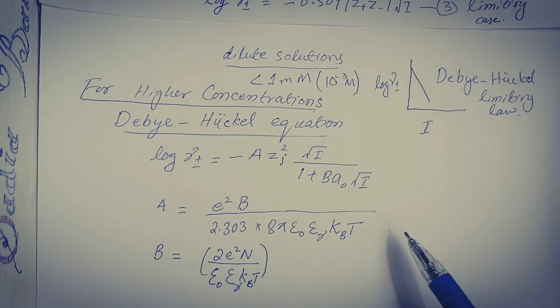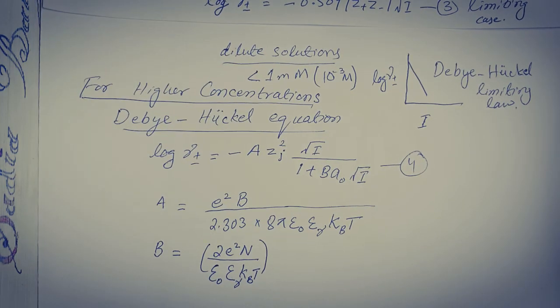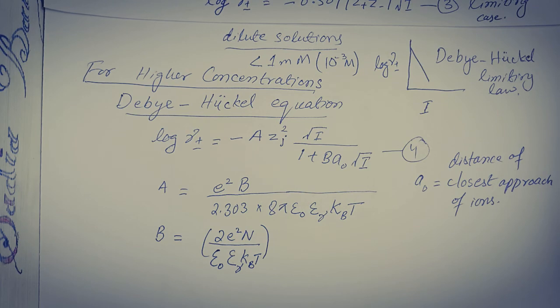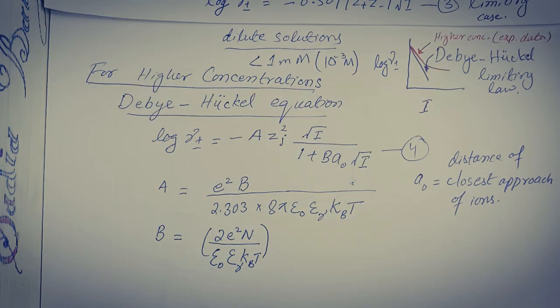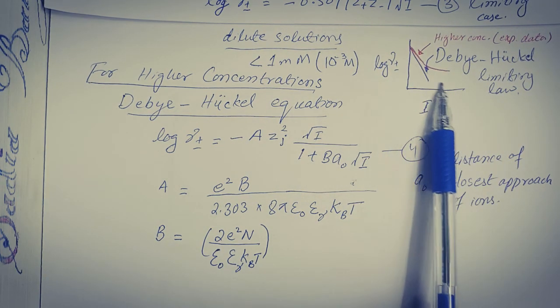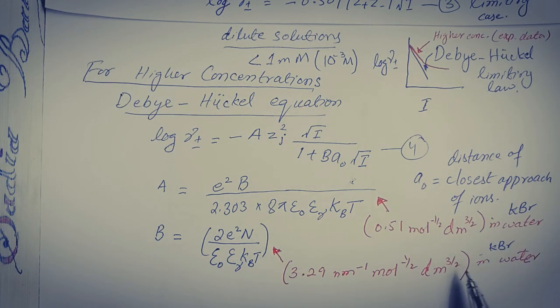so here in equation number 4, that is actually known as Debye-Huckel equation, a naught is known as the distance of closest approach of ions. If we plot equation number 4, for the higher concentration, the experimental data will be observed to be as appearing a decaying curve. The value of the constant A and B, for example, for KBr solution in water are around about 0.51 for A and 3.29 for the case of B.